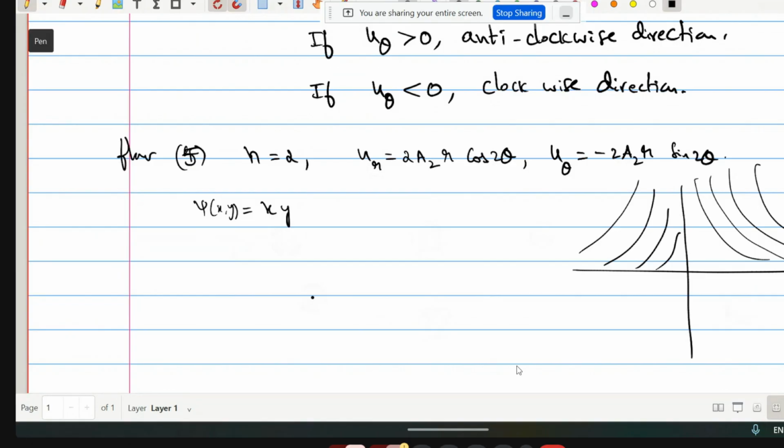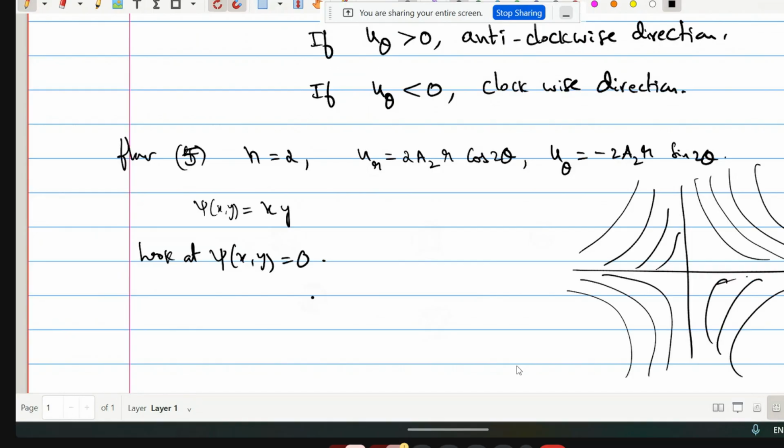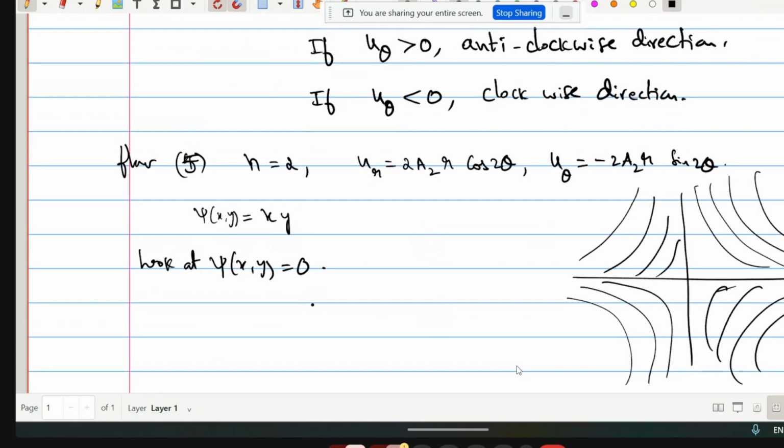If you see xy equal to 0, look at psi of xy equal to 0. What is xy equal to 0? This is the flow usually. The direction you don't worry about, based on this you can easily see. Now you can apply these principles above, which direction it is going. The direction you can easily see based on your theta. Theta between 0 to 2 pi, what is sine 2 theta? So U_theta is negative or positive, in that way you can decide your direction.